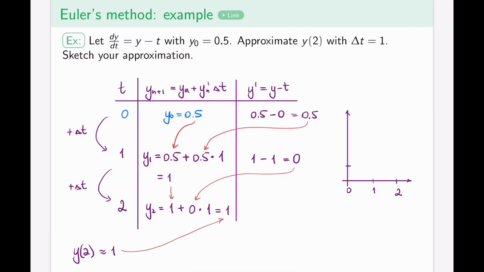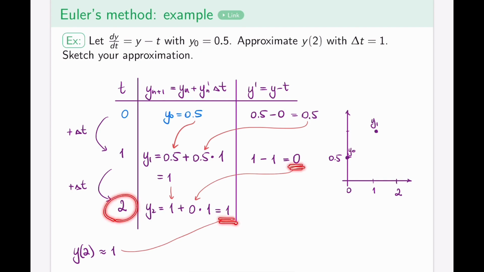So let's say I have, let's make it a little higher, let's say I have 0.5 here. This is where I started. At y1, at t equals 1, I had y equals 1. So at t equals 1, I have y equals 1 here. This is my y0. This is my y1. And then at t equals 2, I also had that y2 was equal to 1.